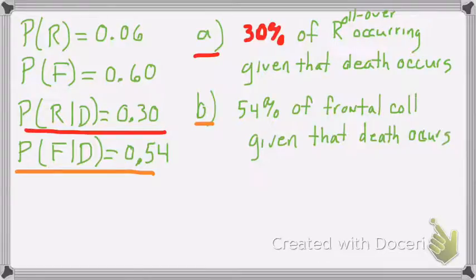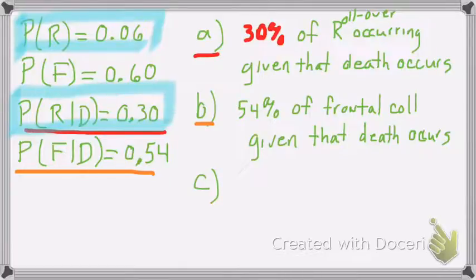Okay, now the next thing it wants to know is if the events R and D are independent. The easiest way to find out if events are independent is by comparing some similar probabilities. The two probabilities I want to look at here are the probability of a rollover, which is up here, and the probability of a rollover given that there is a death. The top probability says that only about 6% of accidents are rollovers.